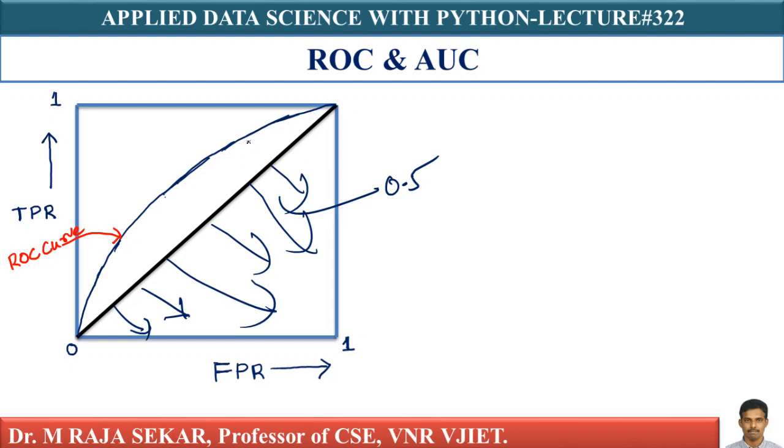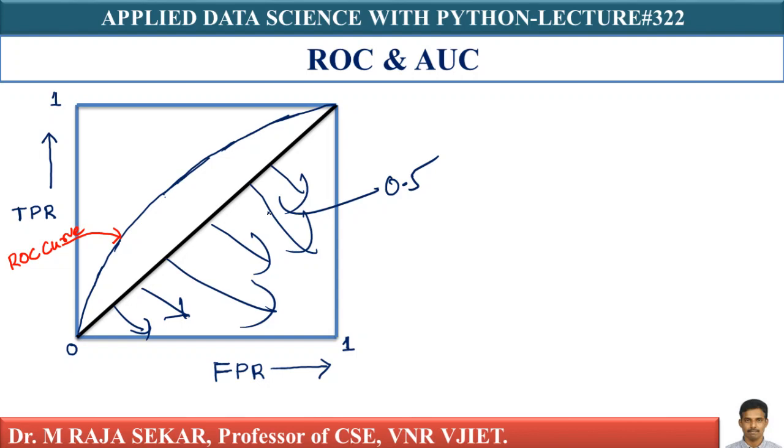Why? Because this block line is dividing the entire region into two parts. What is the area of this particular region? It is 0 to 1, so it is basically a square. Area is side squared, 1 squared. Therefore, the area is 1, and half of the area is 0.5. Total area is 1 because the x-axis varies from 0 to 1, and the y-axis also varies from 0 to 1.